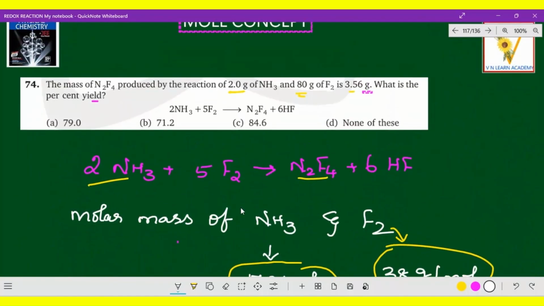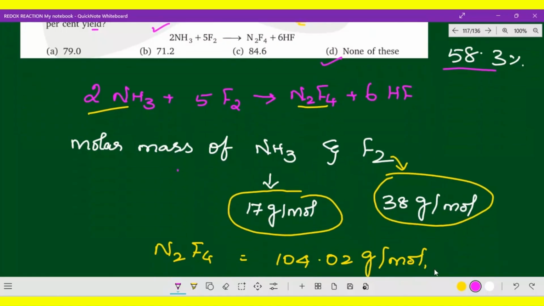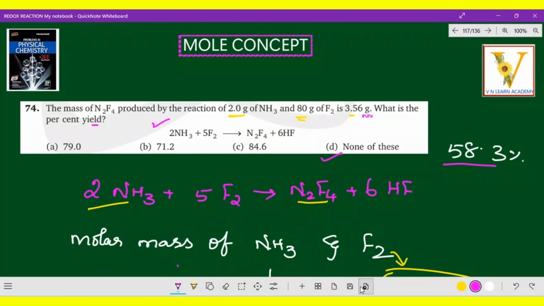Yes, which is the correct option? Actually, 58.3 percent, but they did not mention it in any of the options. This is not there, this is not there, this is not there. None of these is the correct option. So which is the correct option? Option D is the correct option. Actually, the percent yield is 58.3, and at this point, the limiting reagent is ammonia, which is the less consumed one. So the number of moles here. Indirectly they are asking all these points. I hope you are thorough in all the corners of this question. Right, come on, let us go to the next question.